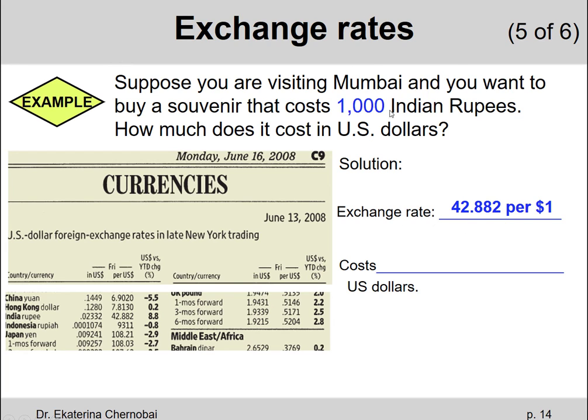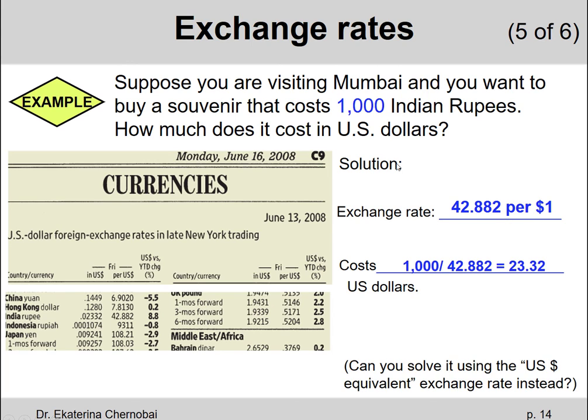Now we want to divide rupees by rupees so that rupees cancel out as the unit of measurement, and we are left with dollars. So we take 1,000 rupees and divide it by 42.82 rupees per dollar, which gives us the answer in dollars, $23.32. So you might decide, oh, okay, that's pretty expensive. No, I'm not going to buy this gift.